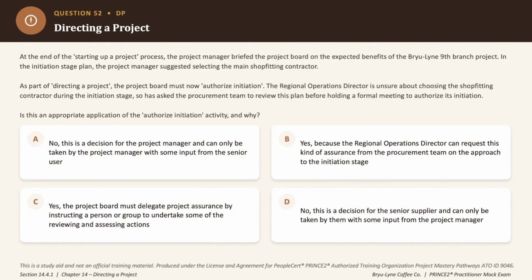With that, we move on to the next process, which is directing a project. So question number 52, the drill will remain the same. Please read the question and try to solve this first before we do this together.